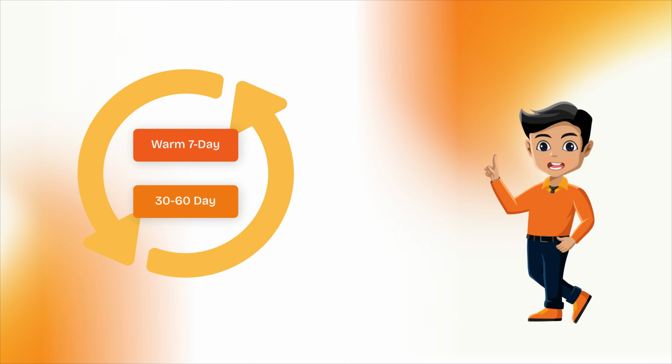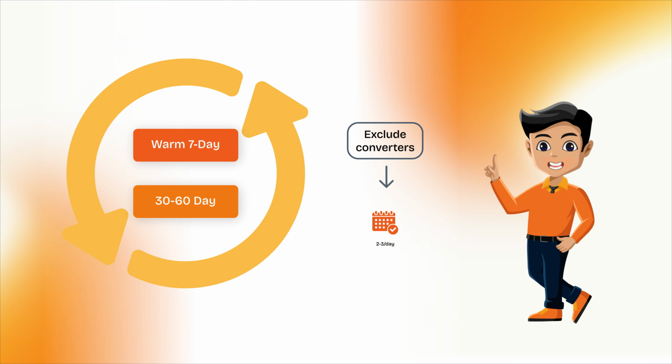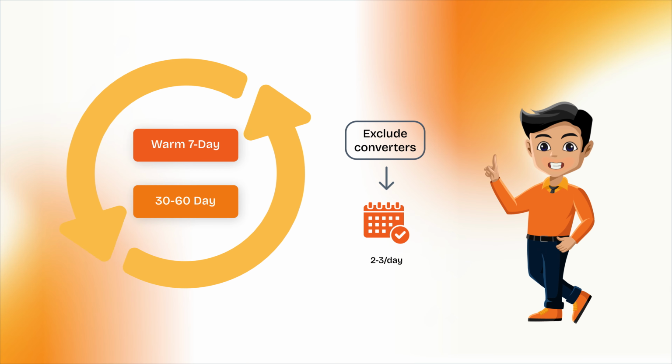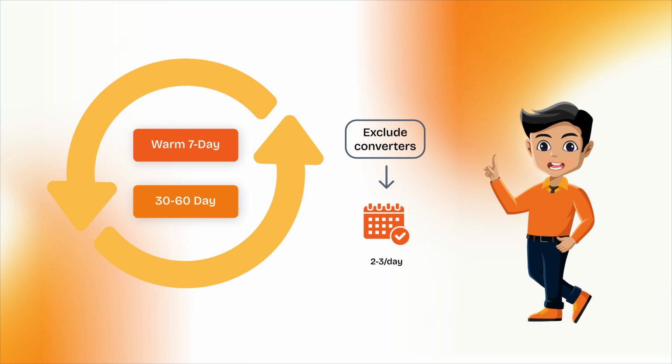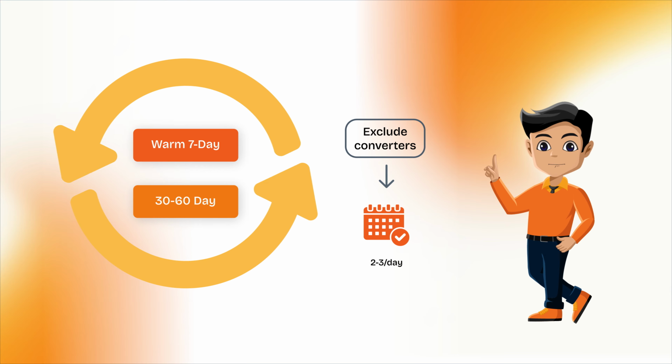Retargeting loop: 7-day warm audience, proof assets, 1-minute case study, comparison, demo clip with a direct CTA. 30 to 60-day nurture: value assets, checklist, webinar to rewarm. Exclude recent converters, cap frequency.